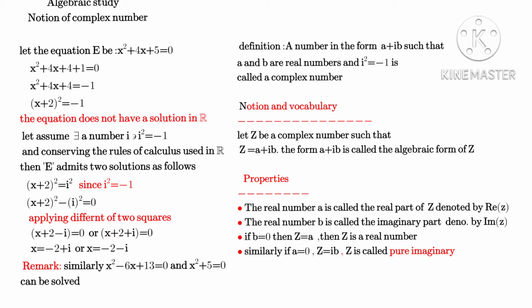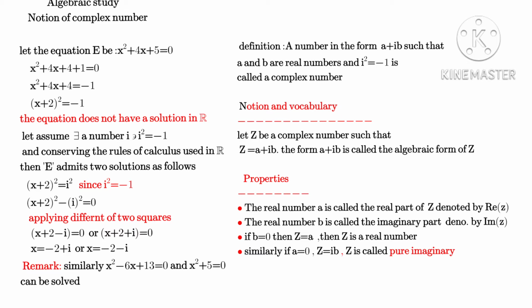We are having minus 1, which signifies i squared, and i squared is equal to minus 1. So therefore the equation does not have a solution in real numbers. So we assume that there exists a number i such that i squared equals minus 1. So we are representing minus 1 as i squared. Since i squared is equal to minus 1, we bring it back inside the equation.